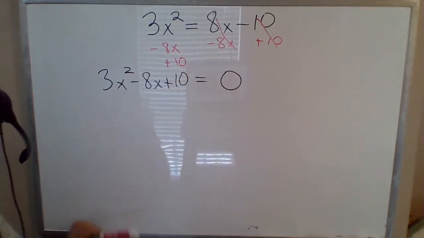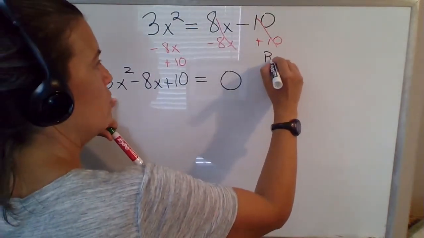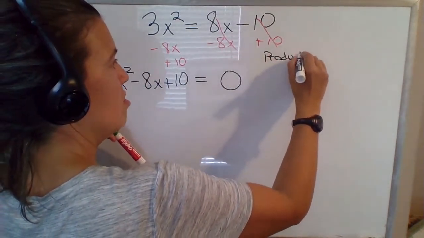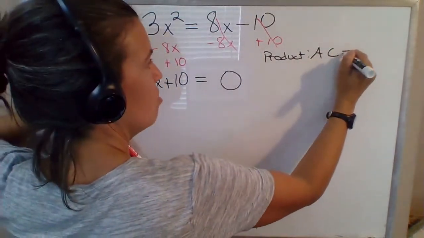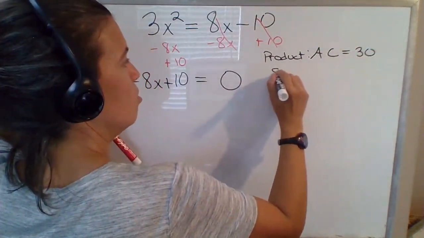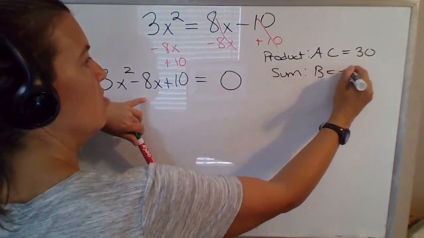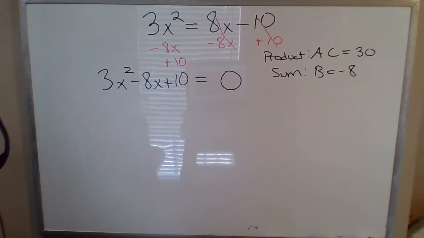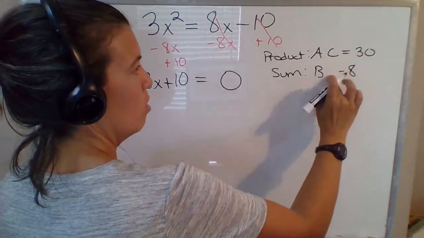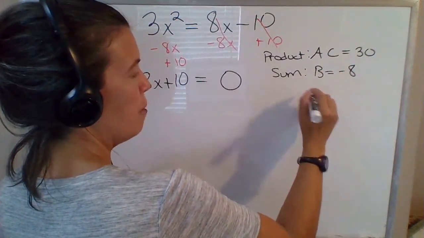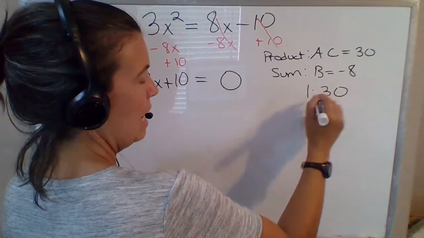Okay, if I was going to try to factor this, I would need to find two numbers whose product is a times c, which in this case is 3 times 10, so 30, and whose sum is b in the middle here, which is negative 8. And if you go through your options, okay, so how can I factor 30? What are numbers that multiply to give me 30? So that's 1 times 30. Okay, I'm not going to get 8 out of that.